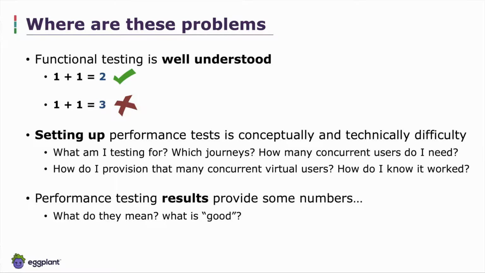So what are and where are these problems? Well, functional testing is well understood. Here's a very simple, silly example. We all know that 1 and 1 is 2, and then when that doesn't add up, we can see there's a problem. There we go. Here's the issue, and we can tackle that.